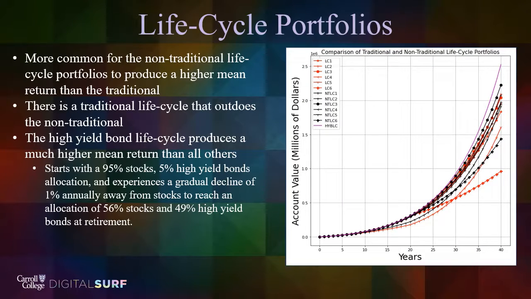The figure shown here shows a comparison of all the lifecycle portfolios that were used in this study. From this graph, we can see that it is more common for the non-traditional lifecycle portfolios to produce a higher mean return than the traditional lifecycle portfolios, but there is a traditional lifecycle that outdoes the non-traditional counterparts. You can also see that the high-yield bond lifecycle will produce a much higher mean return than all of the other lifecycle portfolios that we used.